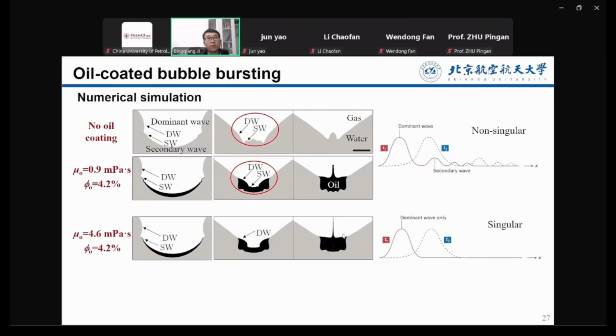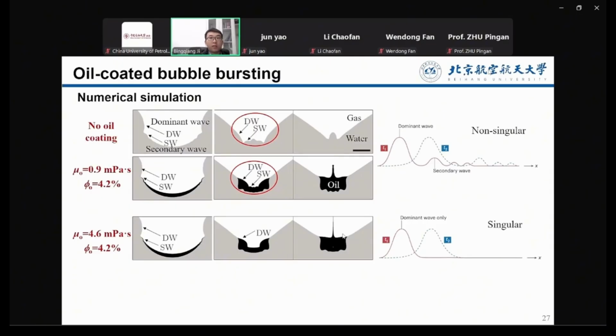So in order to investigate the capillary waves at a complex cavity surface in detail, we conduct numerical simulations. For the bursting of a bare bubble, the precursor waves, these small waves before the dominant wave, still exist when the dominant wave reaches the bubble bottom. So this disturbs the cavity bottom and makes the dominant wave unable to collapse at a small scale. So a fat and slow jet is generated.